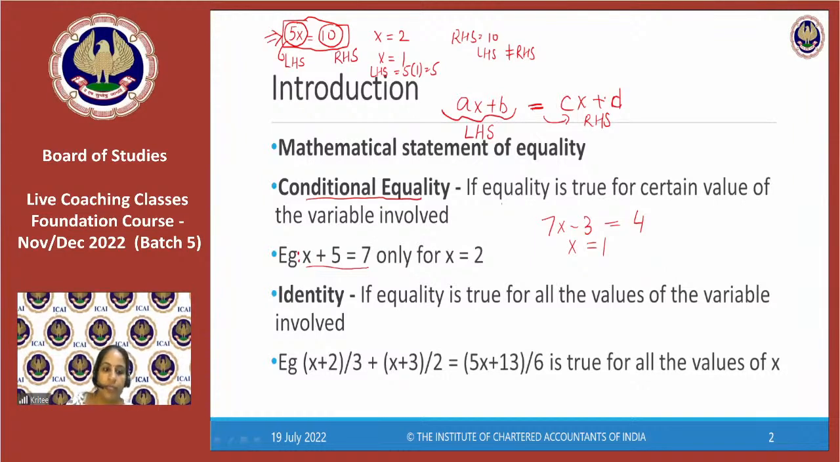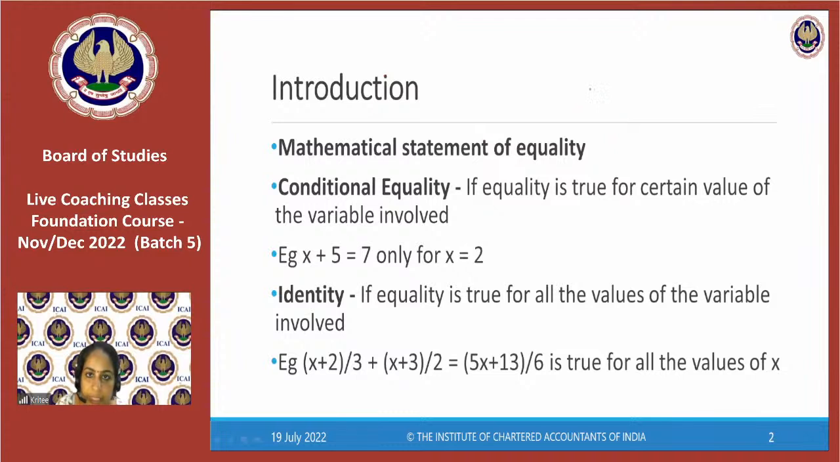So now talking about identity. Identity says when the equality is true for all the values of the variables involved. So whatever be the value of x, for all the values of x, if the equation holds true, something like this. I'll just clear the board first. Okay, something like this, just see.